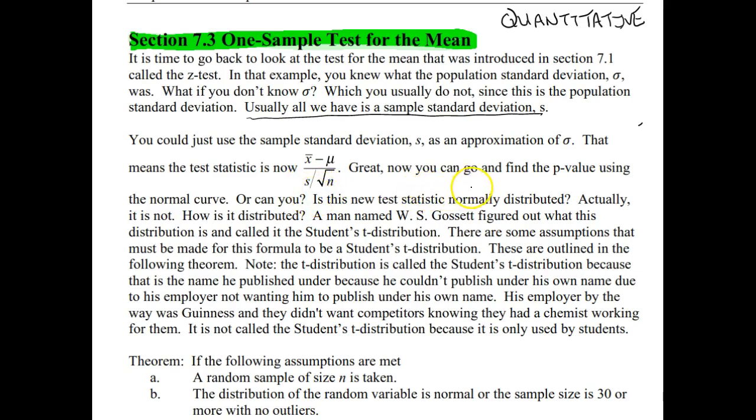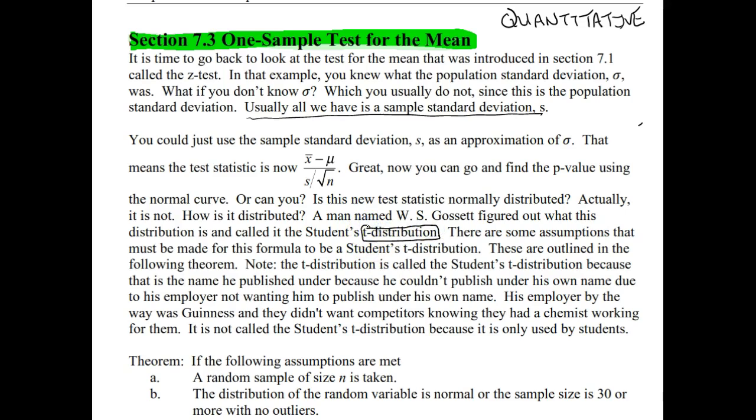So great, now you can go and you can find the p-value using the normal curve. Or can you? Is this new test statistic really normally distributed? Well, at one point in time it was thought to be, and it was used that way, but it turns out that small samples don't give us a good enough approximation for sigma to be able to use that distribution. So actually it's not. So how is it distributed? So a man named W.S. Gossett figured out what this distribution is, and he called it the student's t-distribution, although we're just going to call it the t-distribution as it's normally referred to.